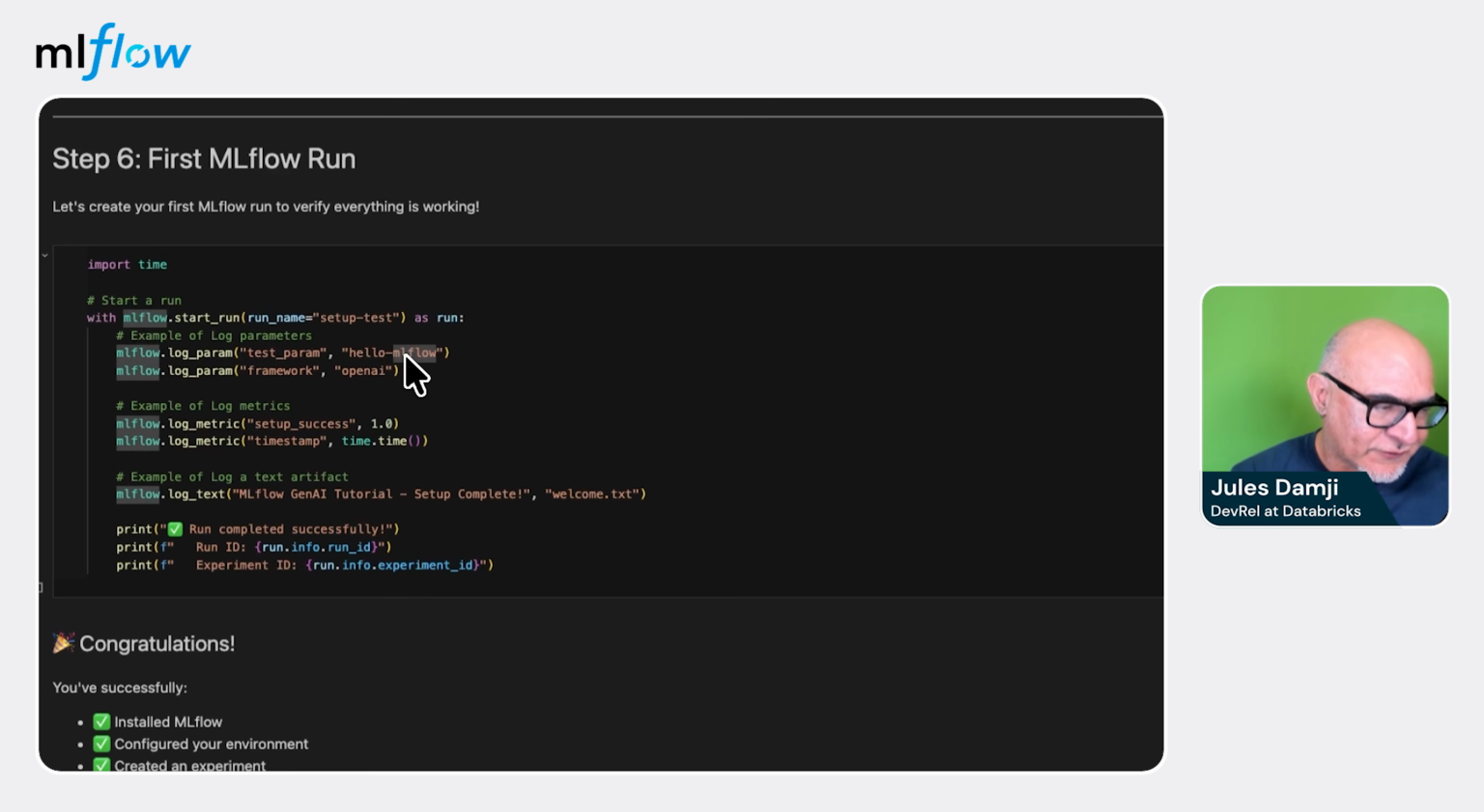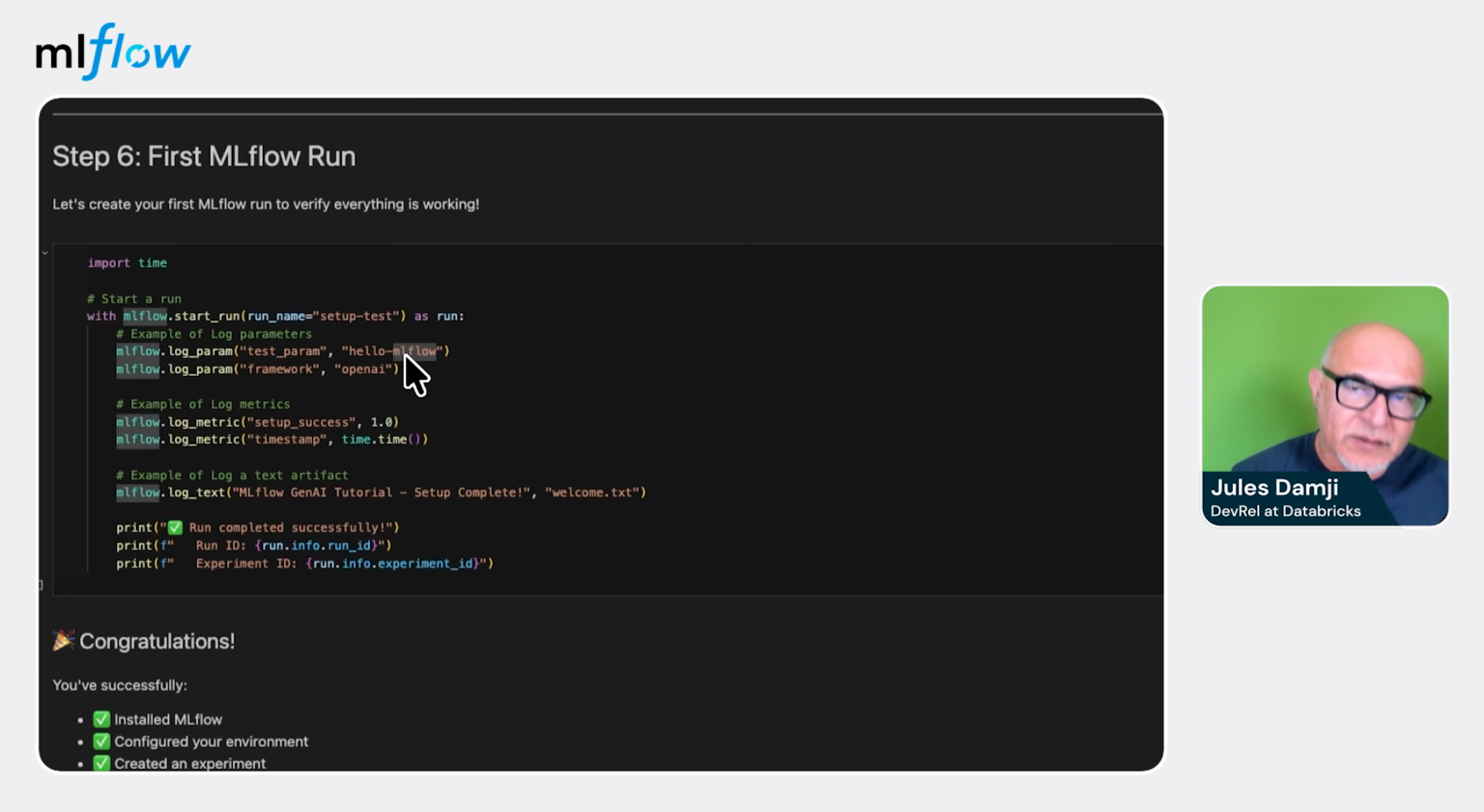Now we're going to do our first run. And a run is an important concept in MLflow. A run allows you to iterate and run many times if you want to do an iterative process. You can have one run or you can have multiple runs associated with an experiment. So here I only have one run, but it's going to be tied to the experiment that I created earlier.